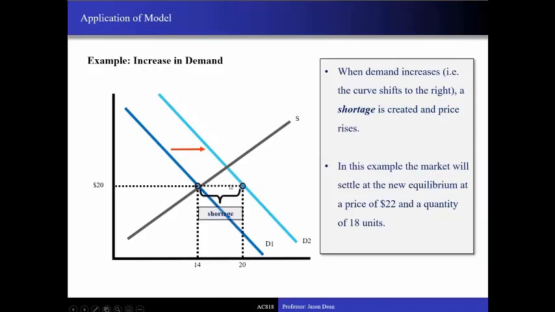So this is the shortage, and there'd be a tendency now for the market to settle here, where the price is $22 and the quantity is now 18. And so this model would predict that the price would increase and the quantity exchanged would increase. Now, how much these change depends on the slopes of these curves, and we'll talk a little bit more about that in the next chapter.